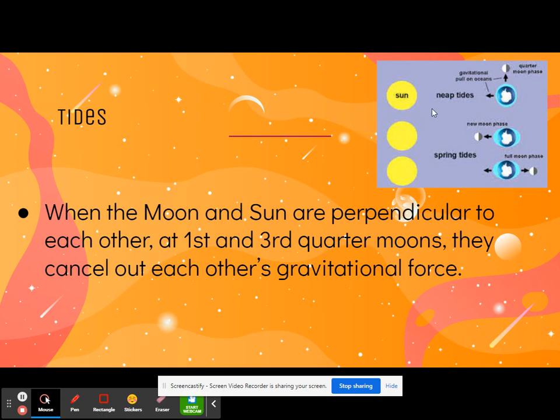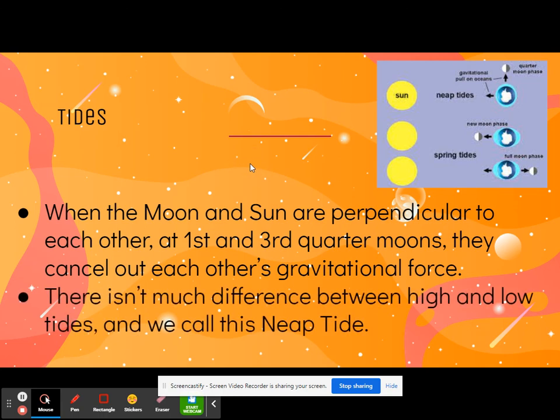So when we have first quarter and third quarter moons, the moon's gravity is kind of canceled out by the sun's gravity. So the tides, there's not going to be very much difference between a high tide and a low tide. The tides are all going to look about the same. The water levels. We call this a neap tide. I know it's a weird word. Neap. Call this a neap tide.